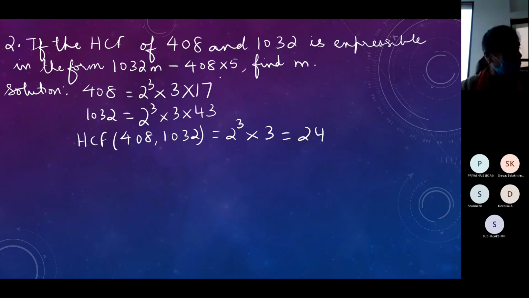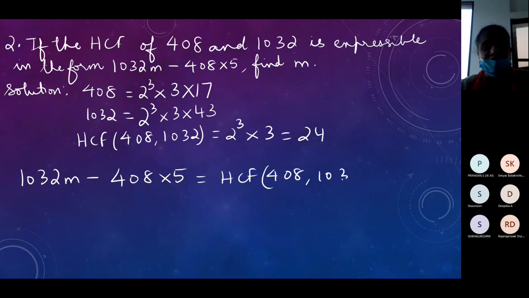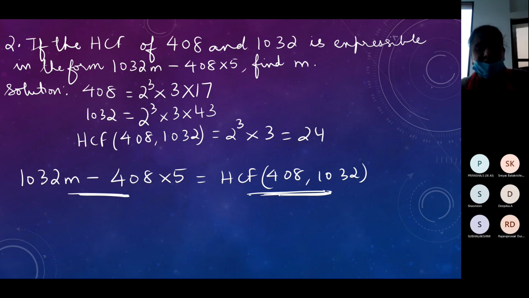The HCF can be expressed like this. So that means it's given that 1032M minus 408 into 5 is equal to the HCF of 408 and 1032. This is what is given to us. The HCF of these two numbers can be written in this form. So now we found the HCF of the two numbers, which is 24.